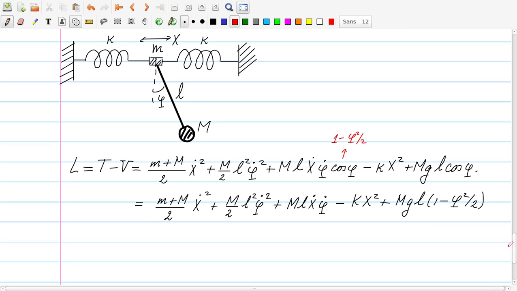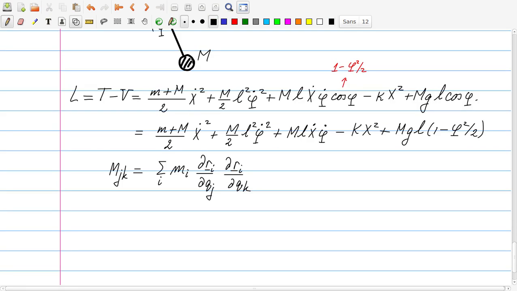And so now the question is to find the matrix M, and we had a definition of M which was the following. M_jk is the sum over i, m_i, dr_i/dq_j, dr_i/dq_k. However, this is a rather complicated form, and we don't need to calculate M using this formula.